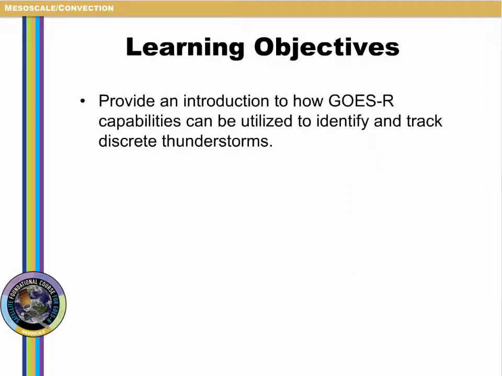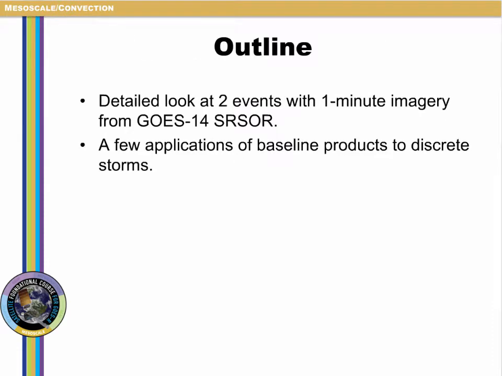Our learning objective is to provide an introduction to how GOES-R capabilities can be utilized to identify and track discrete thunderstorms. First, we'll take a detailed look at two events with 1-minute imagery from GOES 14 SR-SOR, and then we'll look at a few applications of baseline products to discrete storms.